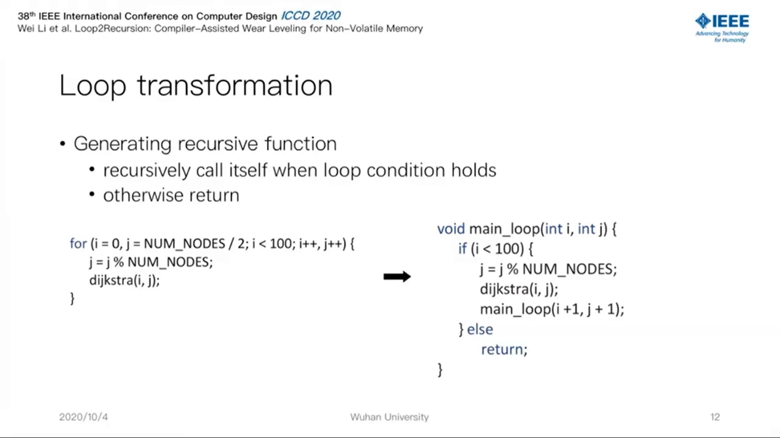When the loop condition holds, which means the loop would perform the next iteration, we make a recursive call in the recursive function instead. Otherwise, when the loop condition doesn't hold, the loop would terminate. Correspondingly, we return from the recursive function.